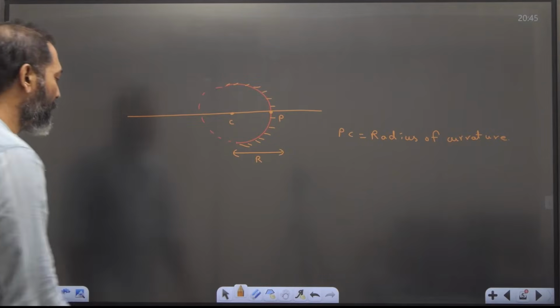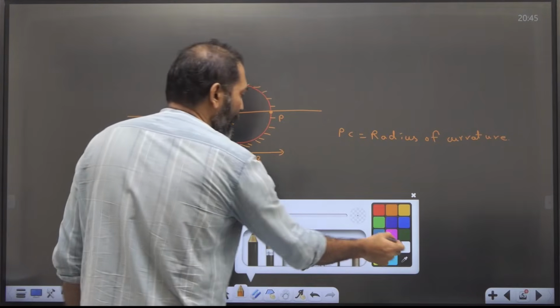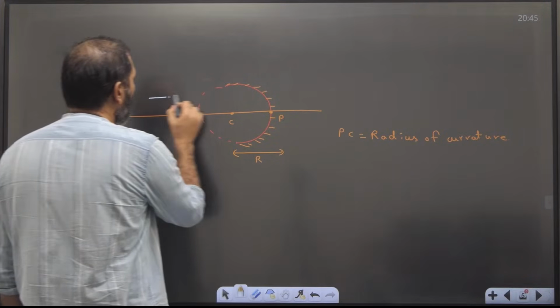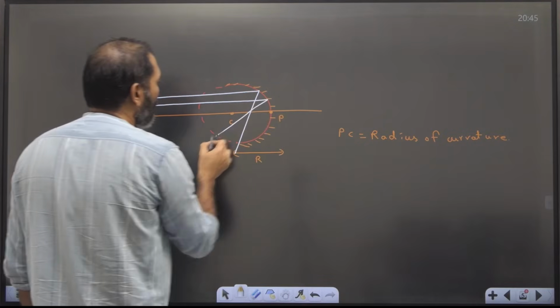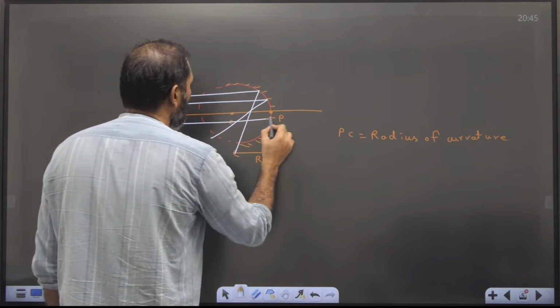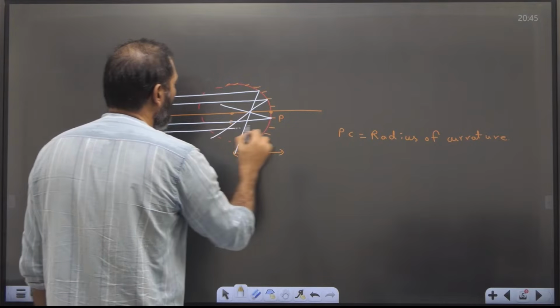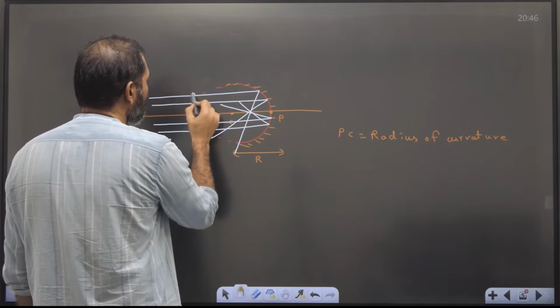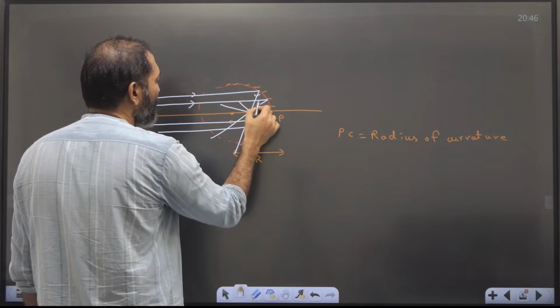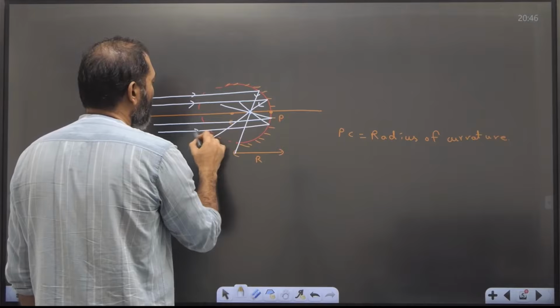Now, remember, a narrow parallel beam of light, parallel and close to the principal axis, after reflection from the mirror, converges to a point on the principal axis. This point on the principal axis is called the principal focus in the case of a concave mirror.